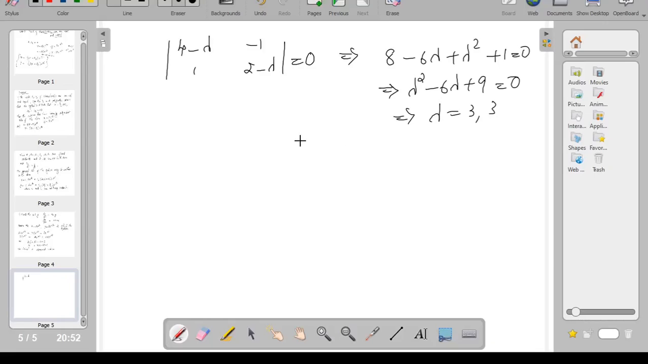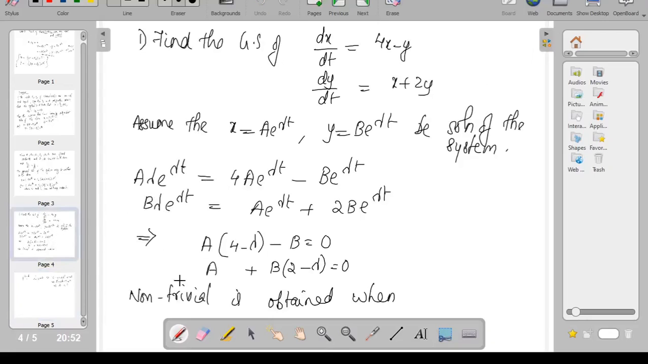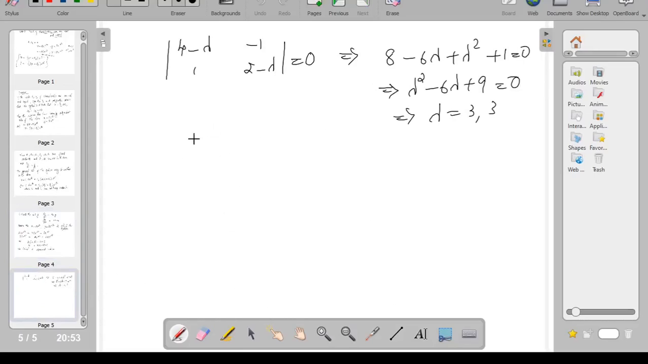And now next is to find a and b. So substitute lambda in our first equation, and find out the value of a and b. So lambda is equal to 3. Then here a minus b comes in the first equation, and in the second equation, 2 minus 3 gives minus 1. So again the second equation is a minus b.